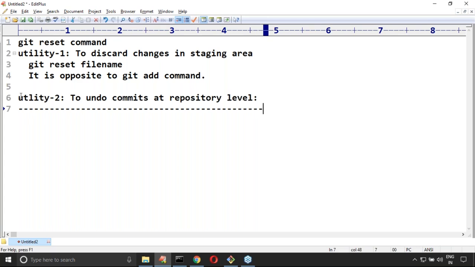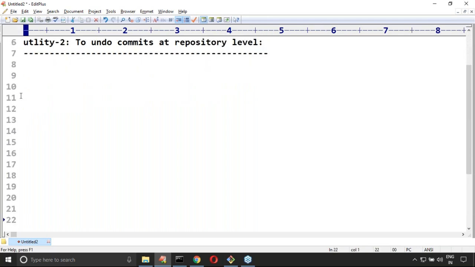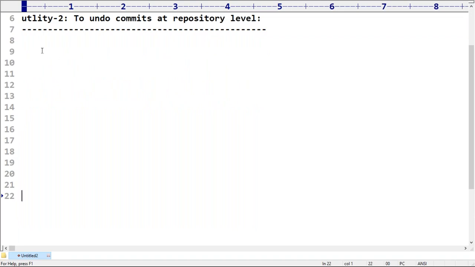The previous utility worked on the staging area, but now I want to remove some commits. I want to discard some commits from the local repository. How can you do that? This itself is utility 2. I hope everyone is in a position to understand what we are going to discuss. I want to ignore some commits that were made in the repository, so we can also use reset to undo commits at a repository level.